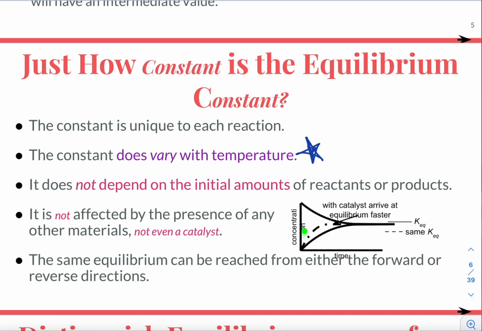Okay, so if we have the concentration time graph here with a catalyst, so this would be the products, this is the reactants. With the catalyst, you get to that point faster, that equilibrium point, but here it's going to be the same number.